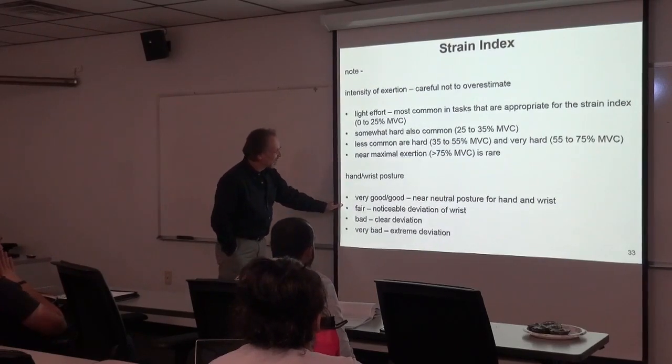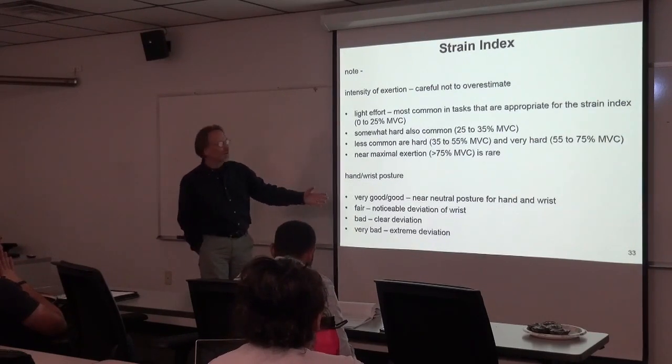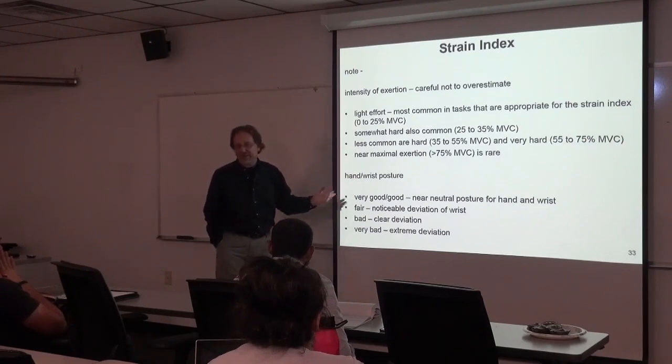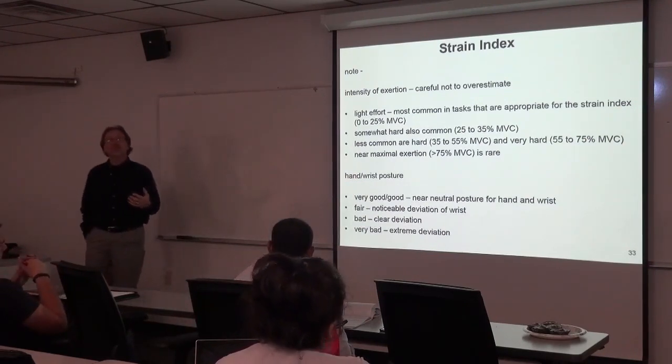Hand wrist posture is, again, this qualitative evaluation. Neutral, hand wrist, noticeable deviation, clear deviation, extreme deviation. Well, what constitutes that? I haven't defined it really. You would have to operationalize that definition so that you use it consistently.